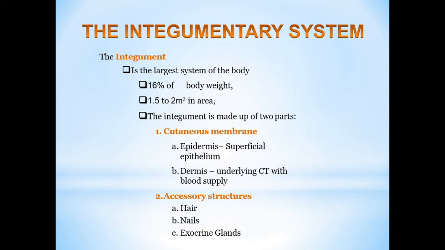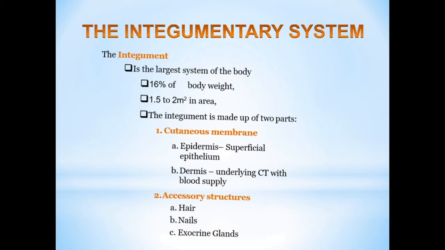The integument is made up of two parts. First part is cutaneous membrane and second part is accessory structures. The cutaneous membrane is of two layers. First layer is epidermis, which is superficial epithelium, and the second layer is dermis. The second part is accessory structures, which includes hairs, nails and exocrine glands.